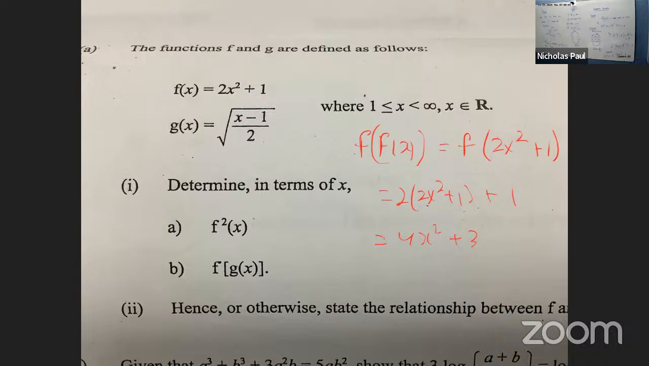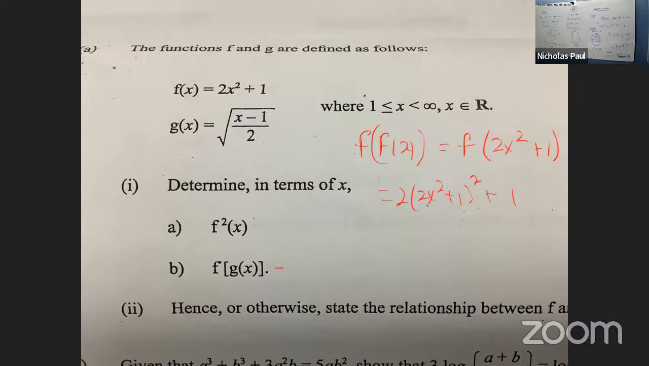I should square the bracket for sure. I got it, sorry about that. I was supposed to square it for 2. So it's 2 by 2x² plus 1, all squared, plus 1. And then you work that out. But the one I'm interested in is this one here.